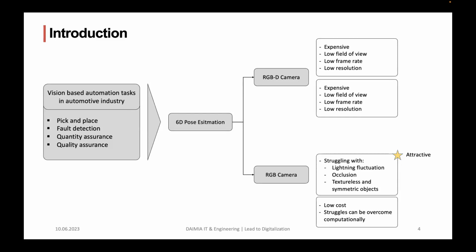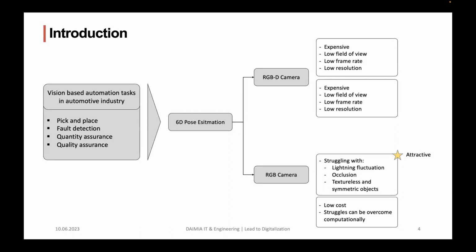There are two main approaches to do 6D pose estimation from the point of view of the sensors that are used. There are RGB-D cameras, which measure depth, and then there are RGB cameras. RGB-D cameras are expensive. They usually have a low field of view, low frame rate, and low resolution, and the ones that have these parameters very high are very expensive.